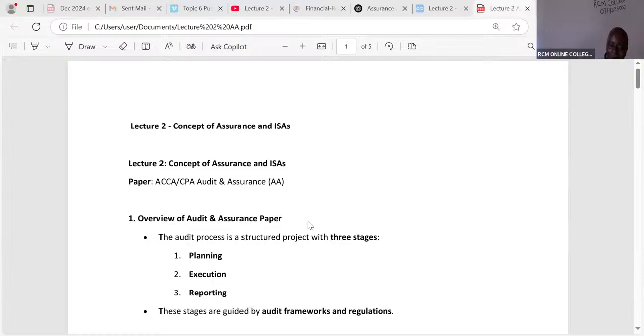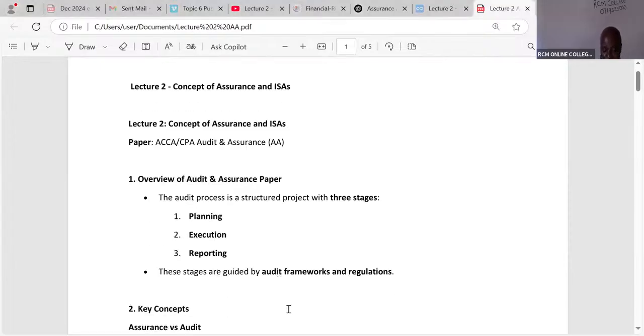But ladies and gentlemen, any audit that you are given has 3 basic steps. Of course, apart from the preambles, the etiquette issues in audit. For example, when I get an audit, I should be able to talk to the outgoing auditor. I can't just take an audit engagement without talking to the outgoing auditor. But the main thing is that this audit process is normally structured just like any project. There must be planning, there must be execution, and then there must be reporting. These stages are normally guided by audit frameworks and regulations that we shall discuss.